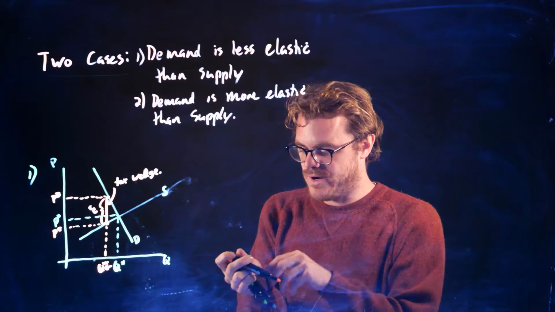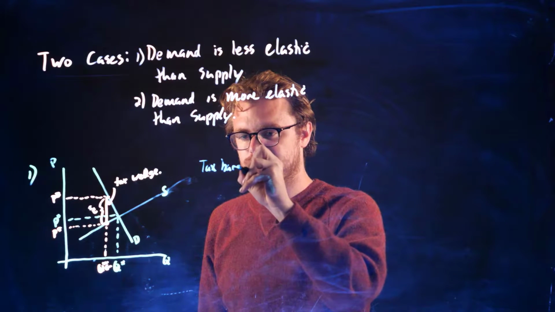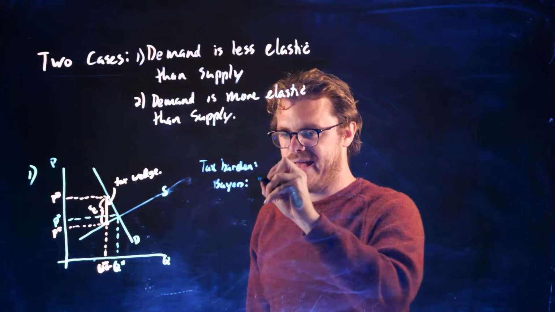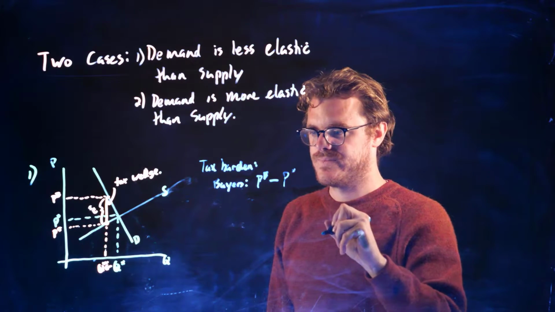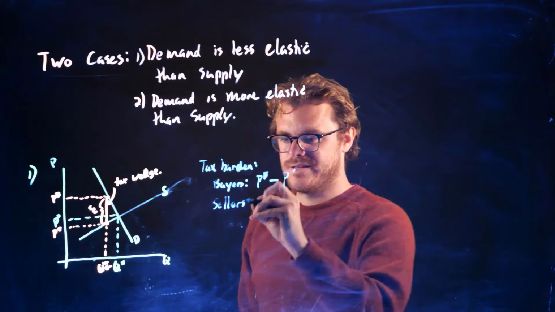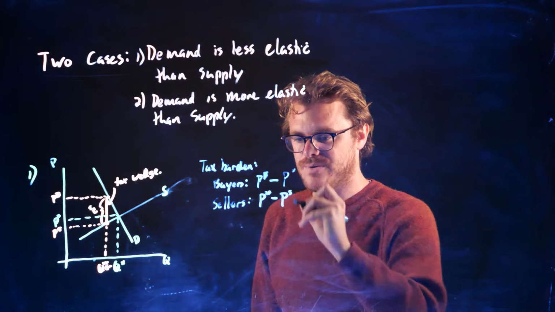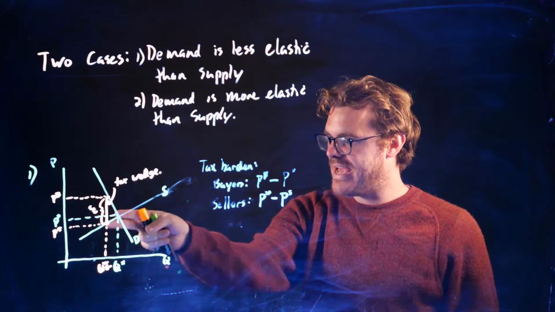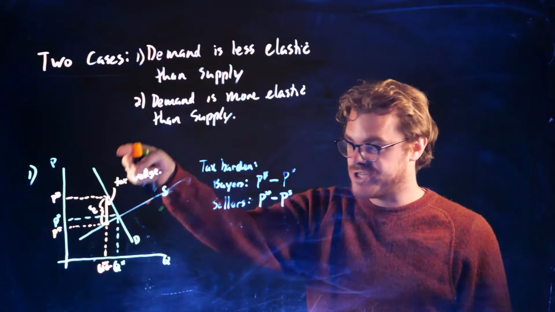I think we're going to have to erase the board in a second, so I'm going to start working over here a bit. So the tax burden. Remember, for buyers, we can think of the burden as being the price they pay now minus the price they used to pay. And for sellers, the burden is what they used to get minus what they get now. And if we look at this graph, we see that the price the sellers actually get hasn't changed very much. But the price that the buyers have to pay has changed a whole lot.